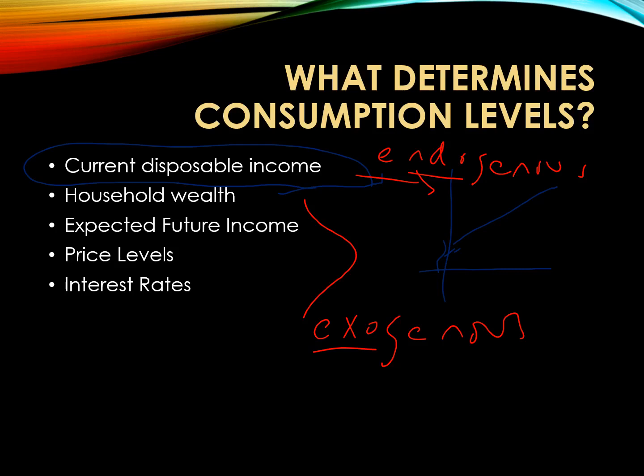And so if price levels go up, consumption typically goes down, and if price levels go down, then consumption typically goes up. And interest rates are the same thing because it's the price of borrowing money. So if interest rates are cheaper, it means it's cheaper to borrow money. And if interest rates are more expensive, it's more expensive to borrow money. So for the former, people are going to consume more, and for the latter, people are going to consume less.